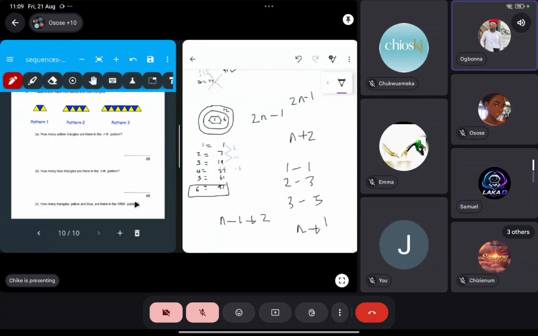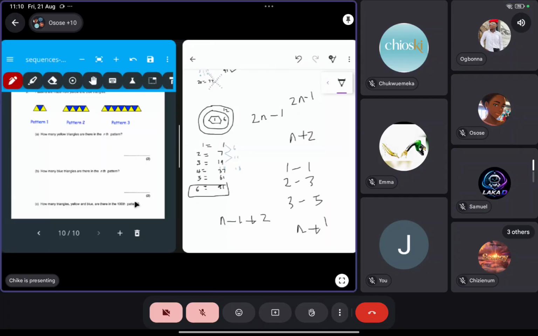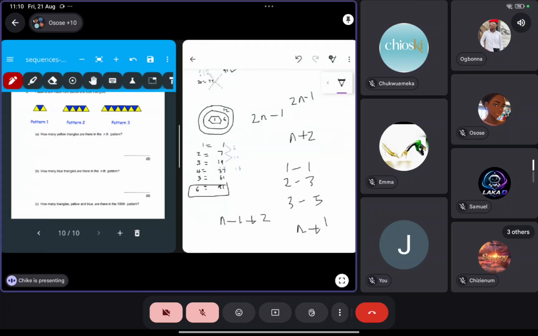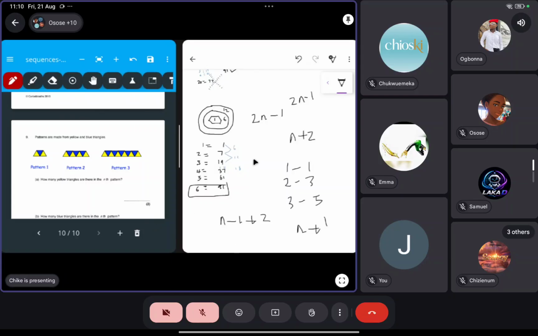100. Yes. So for the yellow, it will be n plus 2. It's 200 yellow and 199 blue. Yes, 200 yellow and then 199 blue. That means you are saying that there will be 399 triangles in total. Is that correct? Yes, sir.